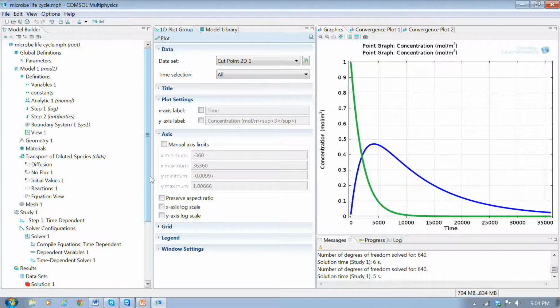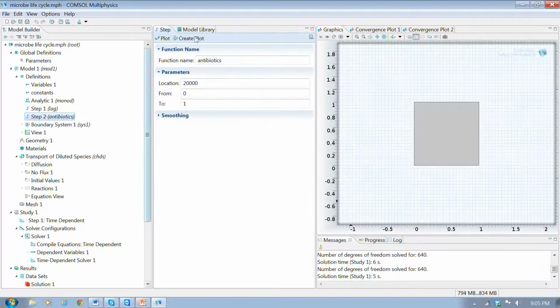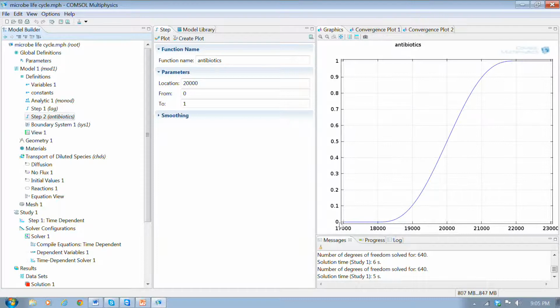One thing that I thought would be interesting is this term here, this KD, the death rate of microbes. We could put in a constant term. I guess microbes are continuously dying as they grow. But there are some things that would kill microbes, an antibiotic, for example. So we could simulate what happens to the population when an antibiotic is introduced. What I did is to make a step function here. We could take a look at that step function. It's going to start out at 0 and step up to 1 at 20,000 seconds.